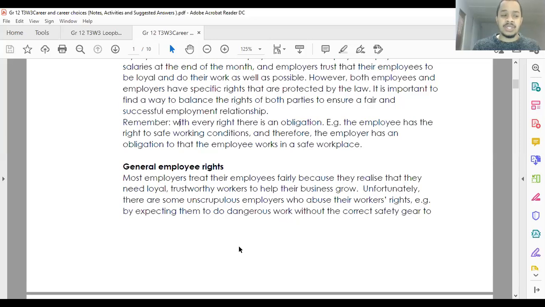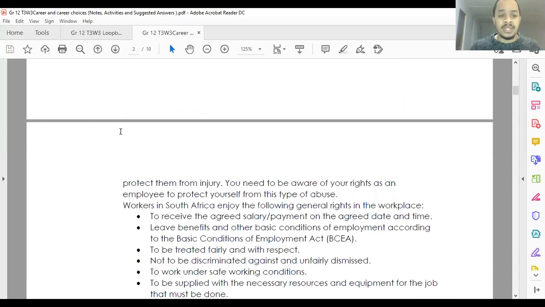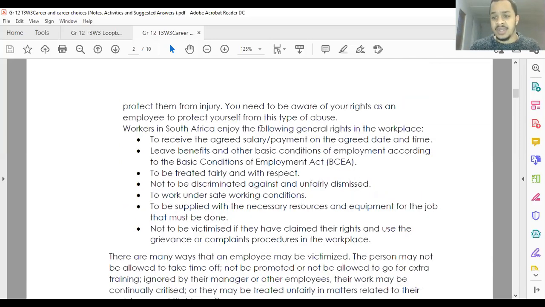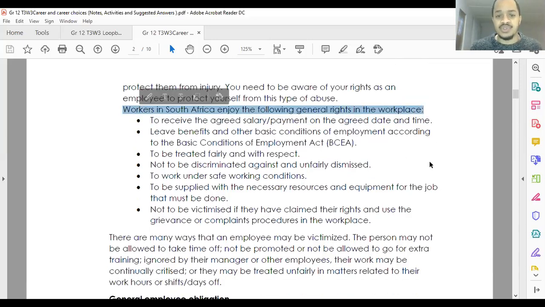All right. So, do you see the effect that a negative or a bad employer-employee relationship has on the business? But I want us to focus on the rights of the employer. Workers in South Africa enjoy the following general rights in the workplace.